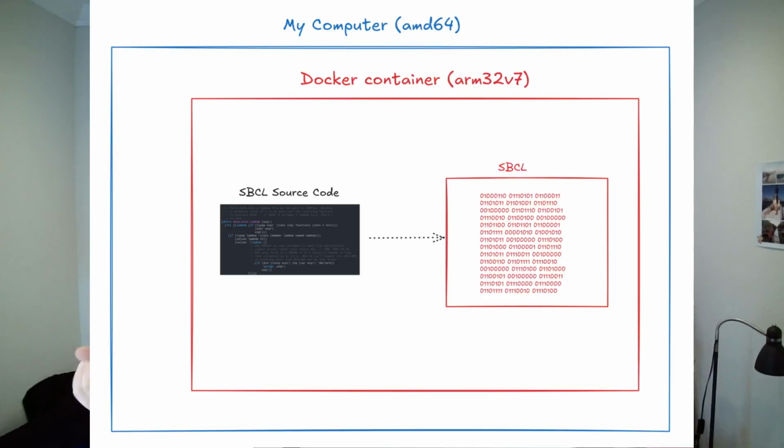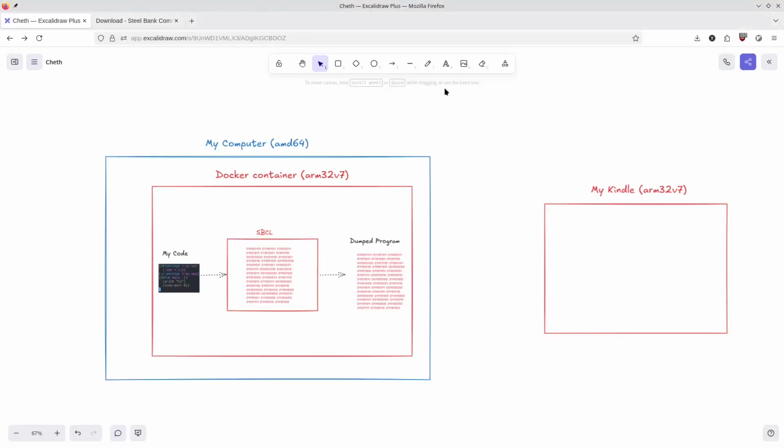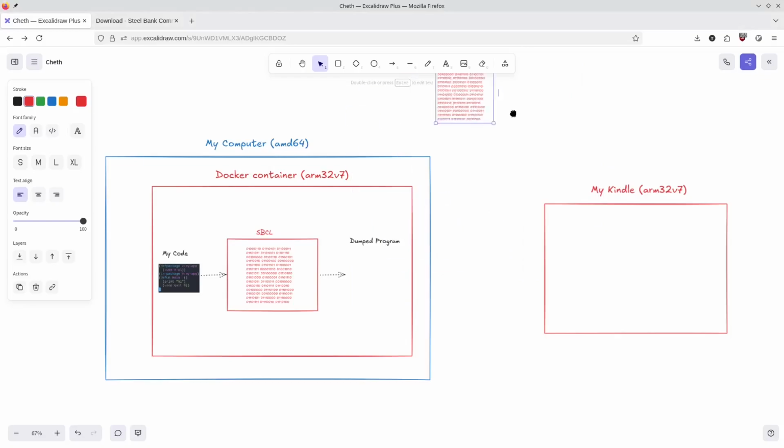Let's talk about Docker. Docker is a tool that lets you create containers. You can kind of think of it like emulating a specific environment. Basically, we can have a Docker image that is effectively emulating the Kindle's architecture, and we can do things in that. So the goal was get SBCL running inside a Docker image that's the correct architecture, and then we can build binaries in there that will hopefully run on the Kindle.